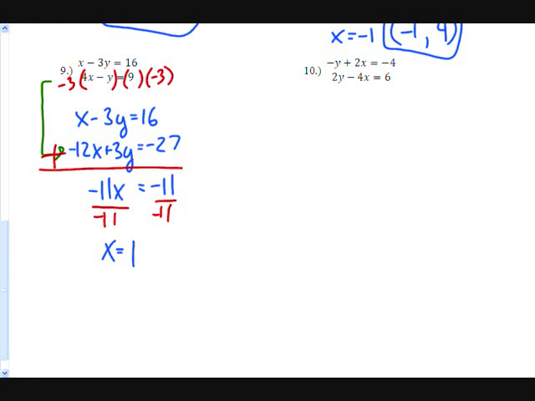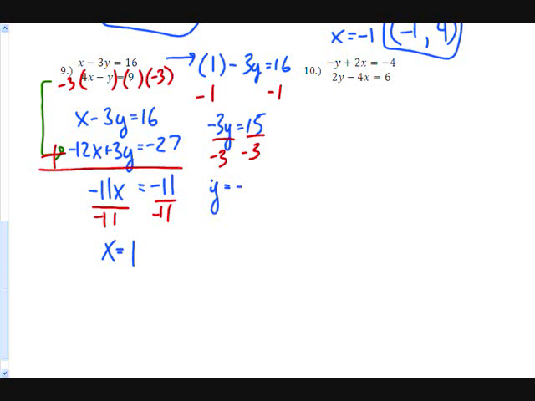But I'm still not done. I have to plug this in. I'm going to plug it into the first equation, so I have x minus 3y equals 16. But instead of x, I plug in the 1. So now I have to subtract the 1 from each side. I get -3y equals 15. I divide each side by -3 and find out that y equals -5. Okay? So once again, the ordered pair is (1, -5).